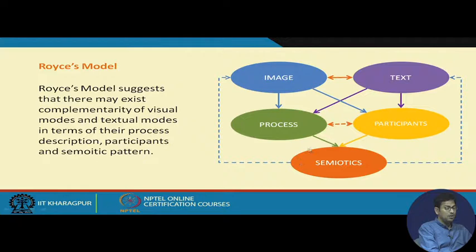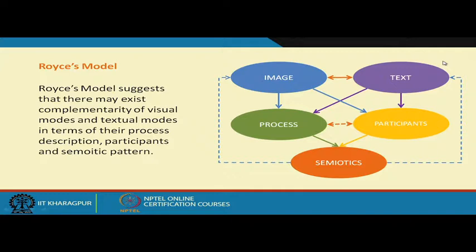Based on this semiotic tie, this is connected to the image and text, because as you understand, image and text are representations. We have talked about it. These are nothing but signifiers. So, semiotics plays a role where the real time process, the real time participants and their interactions are channelized through semiotics and refer back to the image and text. That forms the entire domain where Royce's model works.